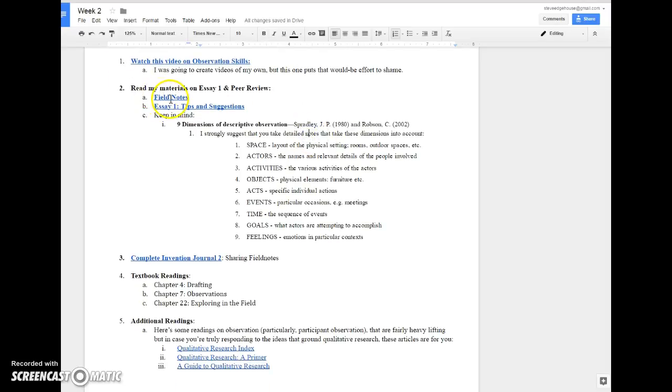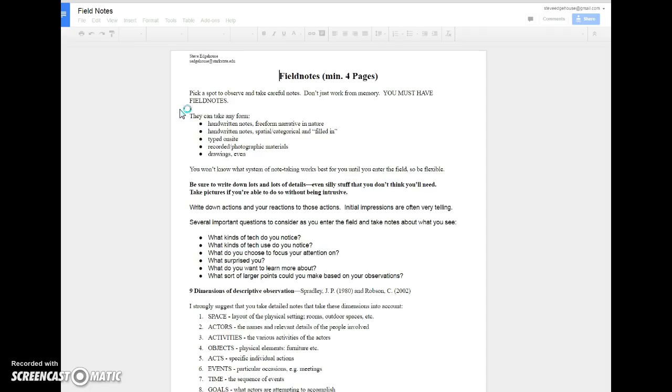I have some materials that I don't know if you'll at least read them. Probably not a bad idea to print them out.